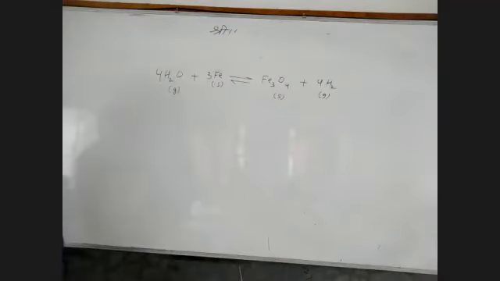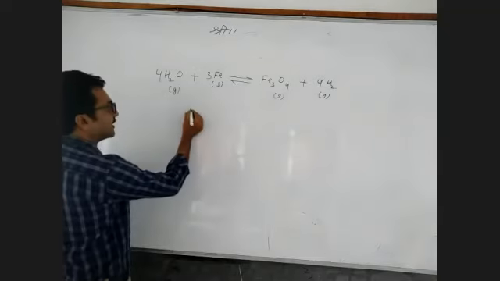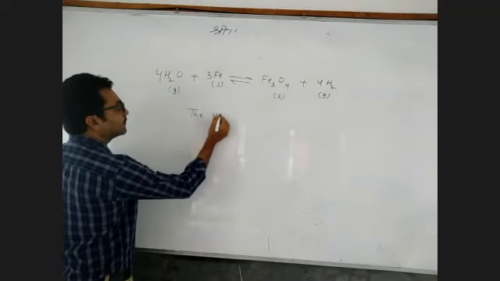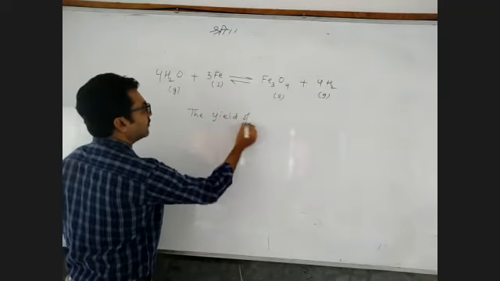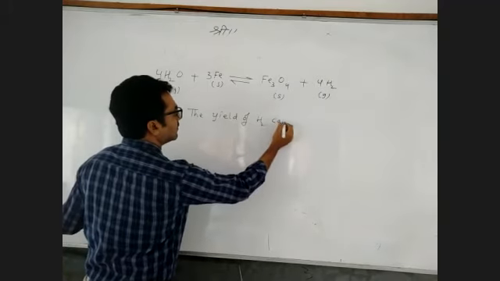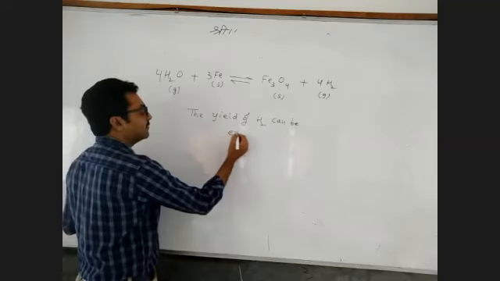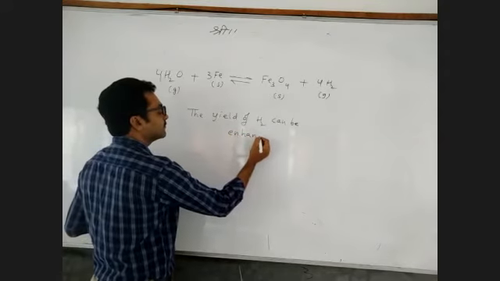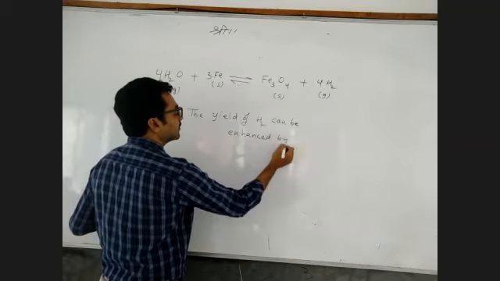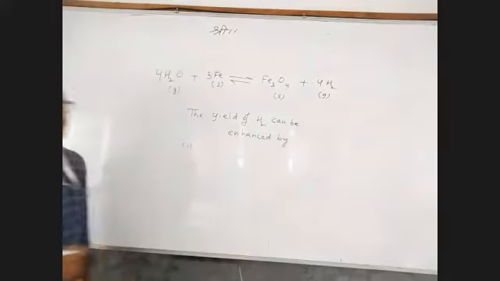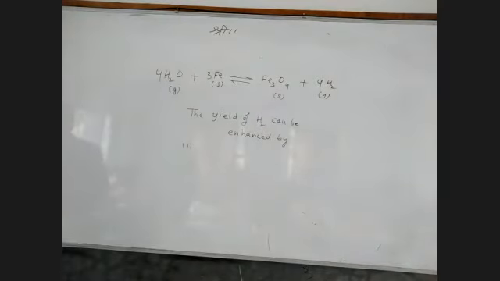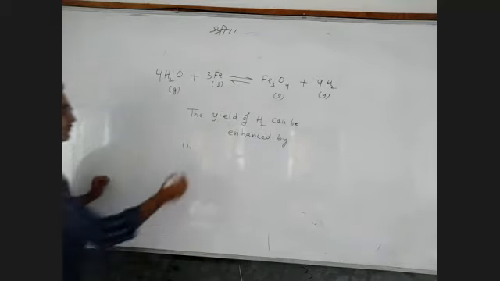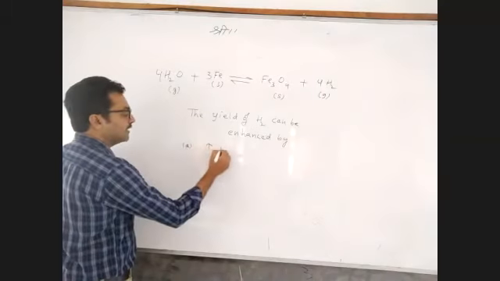Yes, we have to take gaseous moles only. So delta N value is 0. Now my question is, the yield of hydrogen can be enhanced by: first option, all of you look at the board, by increasing the pressure.